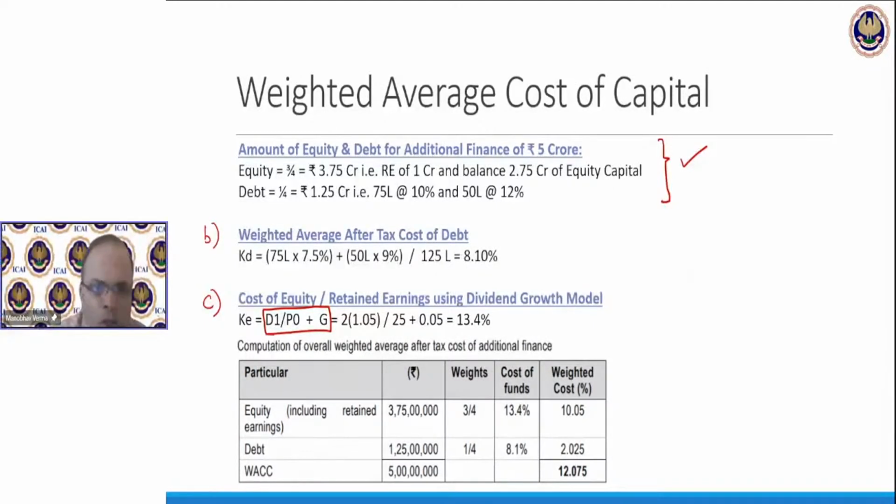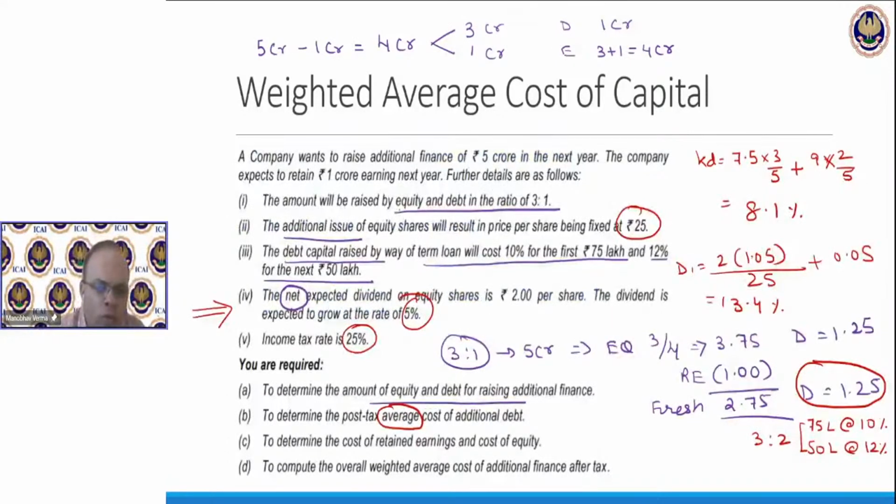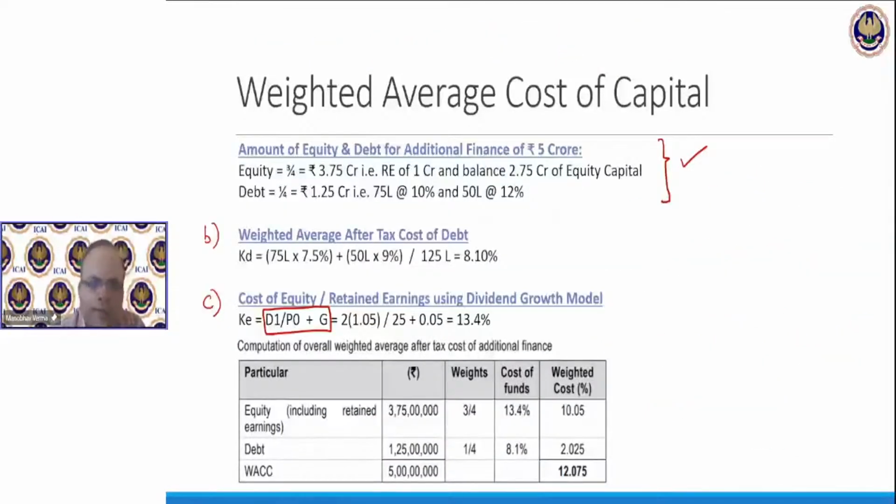Now the last part of the question was the overall weighted average cost of additional finance after tax. I think that is pretty simple now. We just need to know that my equity is 3.75 and my debt is 1.25. We know the costs, we just have to multiply the weights. So 13.4 into 3 by 4, plus 8.1 into 1 by 4, I'm getting a WACC of 12.075.